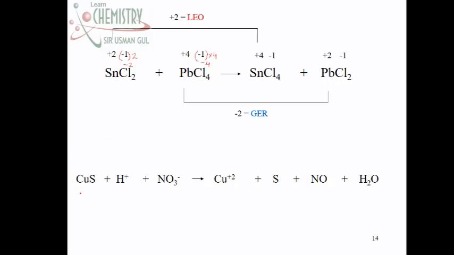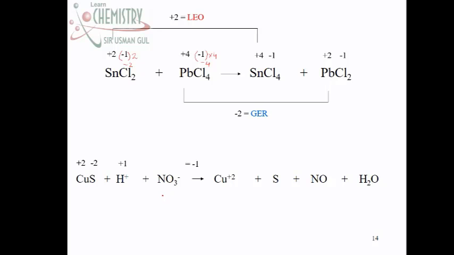In this example, first we need to write down the oxidation state of every element. Starting from the first, we have copper sulfide. In copper sulfide, sulfur has oxidation state of -2. To balance -2, copper must have oxidation state of +2. Similarly, in the second we have H plus ion. H plus ion has a +1 oxidation state. Now this is NO3. We name this ion as nitrate ion, it already contains -1 charge. So we have to write down the oxidation state in such a way that we get -1 as the answer.